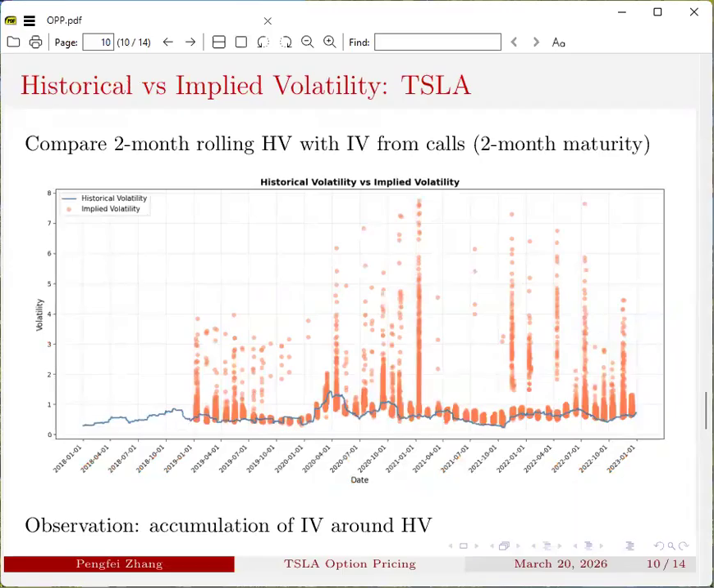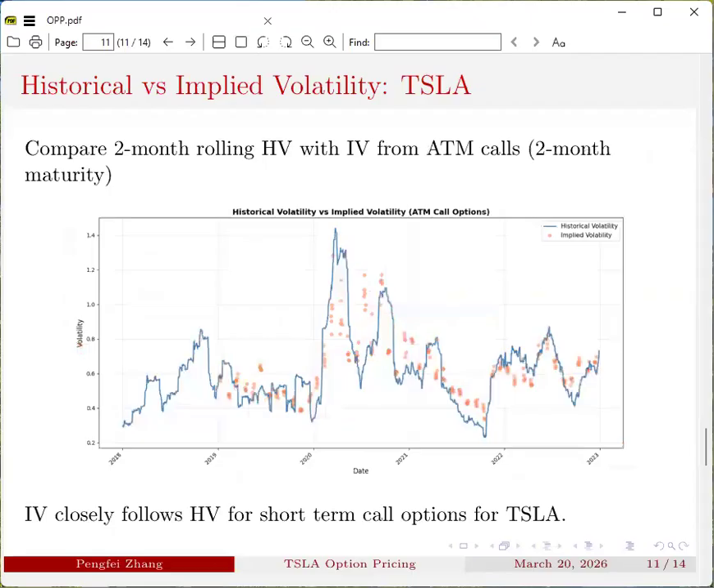This scatter plot compares historical and implied volatility. The implied volatility is often higher, with some clustering near the spot price. This clustering corresponds to the strikes near the spot price. In particular, for at-the-money options, the implied volatility closely matches the historical volatility.